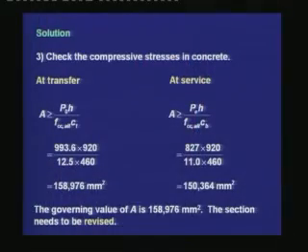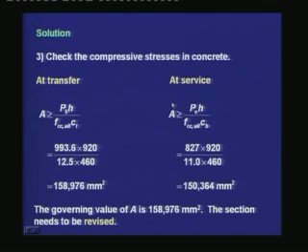We are calculating the compressive stress in concrete. At transfer, the A should be greater than P0 times h divided by fcc allowable times Ct, and once we substitute the value of these variables, we find that A should be greater than 158976 millimeter square.